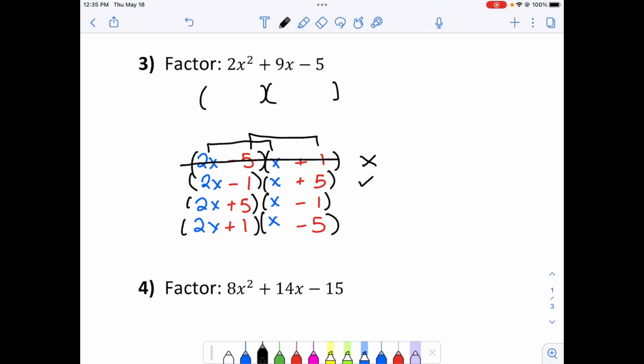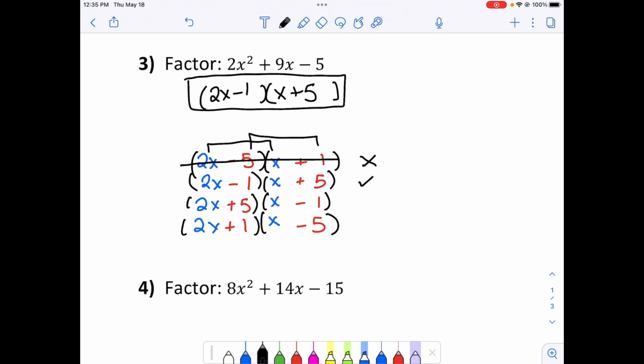So this first one we had eliminated. And so one way to do this would be to write out all the combinations. So 2x minus 1 and x plus 5. We should, of course, check it. 2x squared plus 10x minus 1x minus 5. So we know that we're correct. You always want to multiply back out.